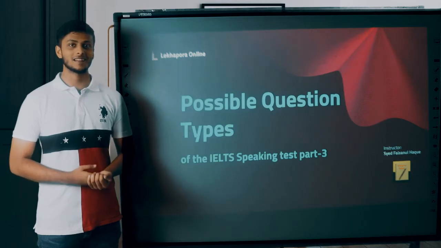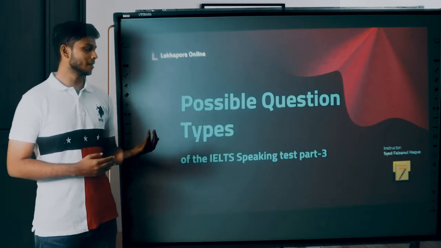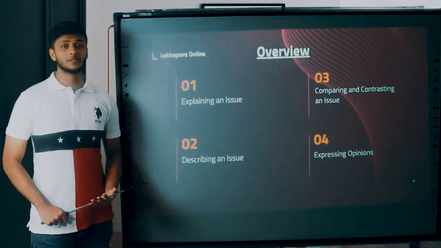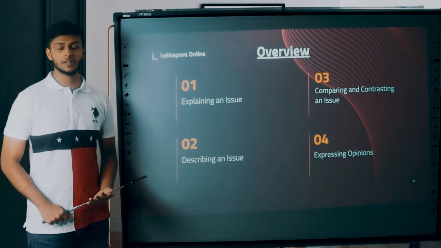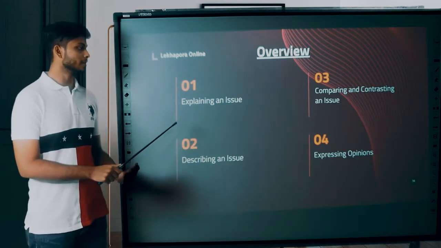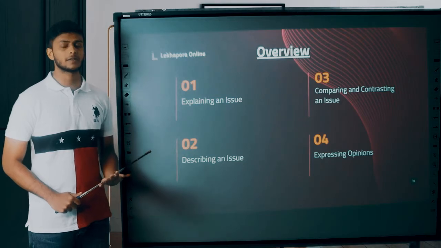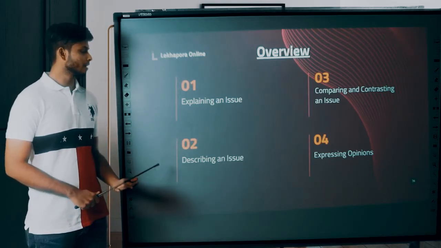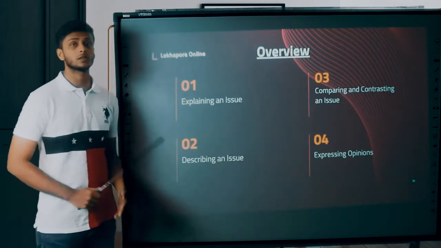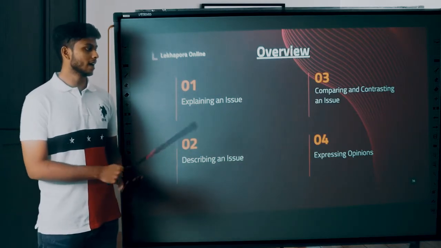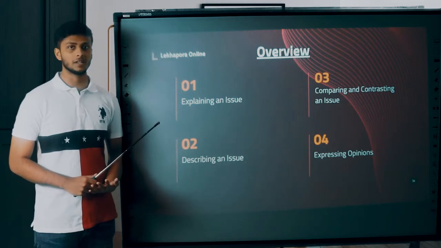So now let's get started with some possible question types of the IELTS speaking test part 3. Okay, so firstly let's have a look at the type of questions I'm gonna discuss in today's video. So the first type is explaining an issue. That means you need to explain an issue. And the second type is describing an issue. The third type is comparing and contrasting an issue. And the last one is going to be expressing opinions.